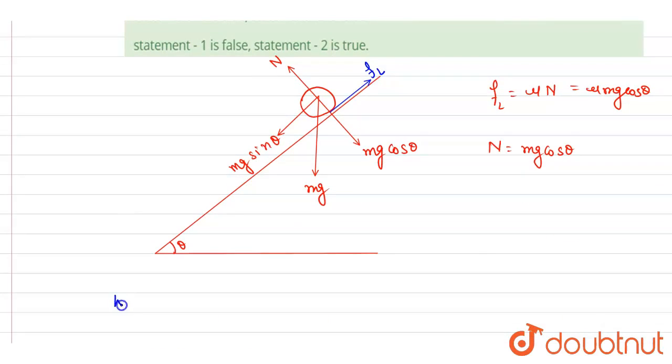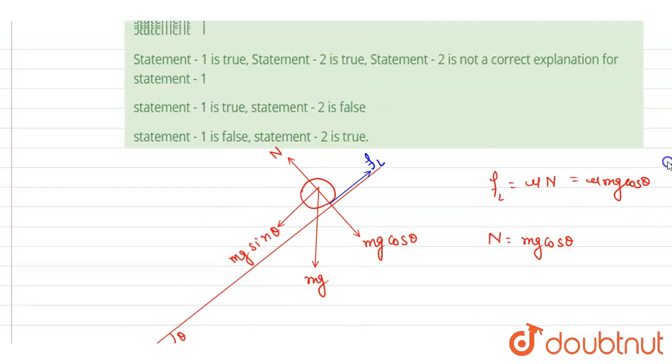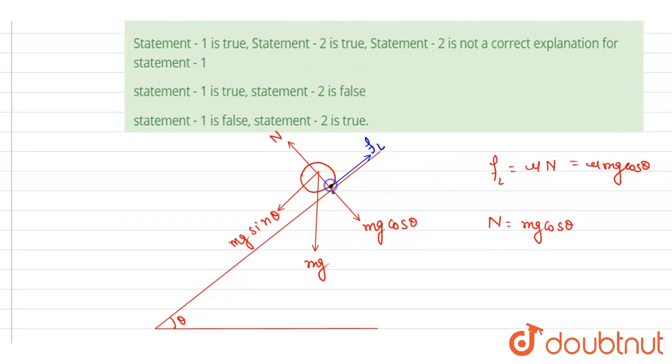So we know that the work done is equal to force times displacement of point of application of force. So we need to compare whether the point of application will have the same displacement or not, right? If you see the acceleration because of translation, the two will have the same.